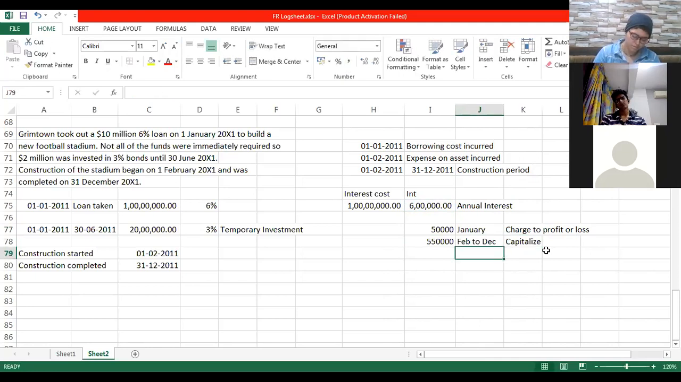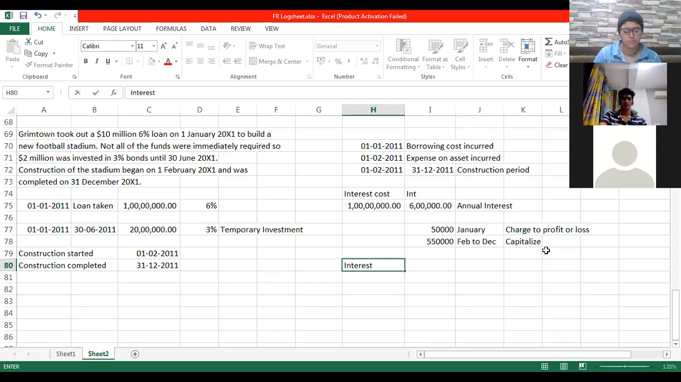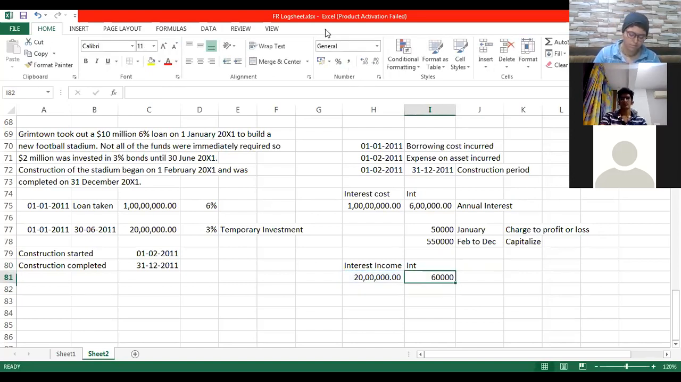Okay, now one more thing we need to see. Now we have invested 2 million from 1st January itself, and that is for how many months? 6 months. On that investment, interest is our income. So how much interest income are we receiving? 20 lakhs is the temporary investment. On this, interest income is this into how much? 3% is the rate, but 3% is what? Annual rate. And we invested only for 6 months. So income will be half, so this divided by 2. So this is the total interest income that we have earned during January to June.